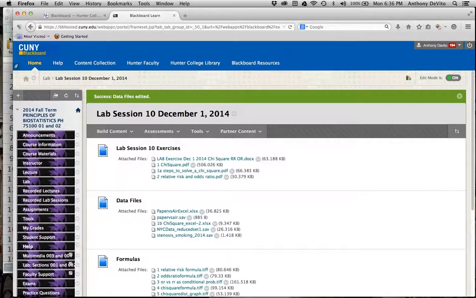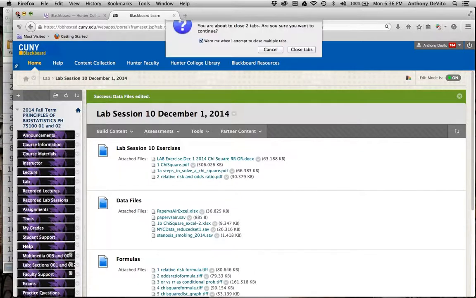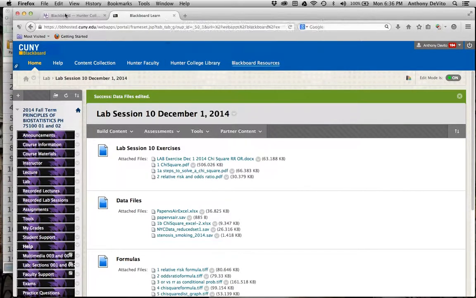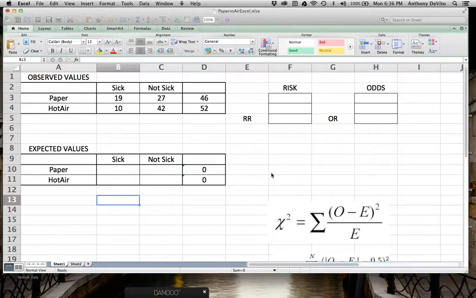Paper versus air, Excel is the document I'm working with right now. I'll just minimize that in case I have to go back. Okay, so now if you look behind me, you can see, I hope, right? Yes? Okay, I'm going to get this out of the way. If you look behind me, you can see that out of 46 people that used paper all the time, 19 of them became ill. Out of 52 people that used hot air all the time, 10 of them became ill during the course of the flu season.